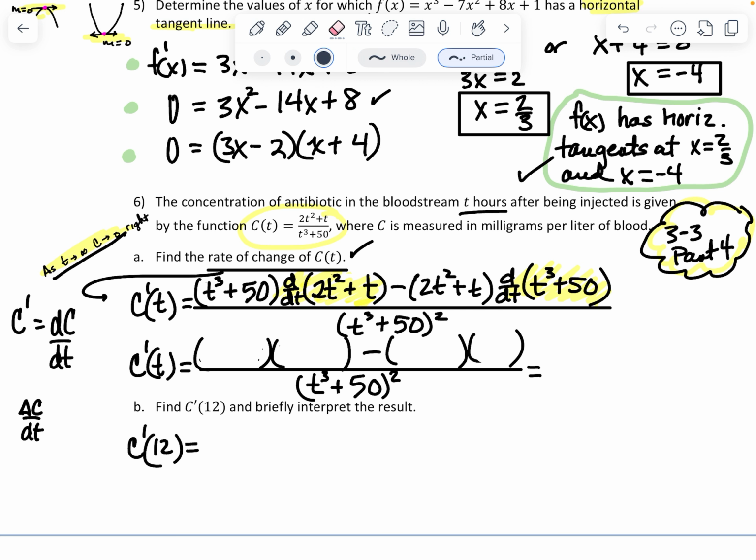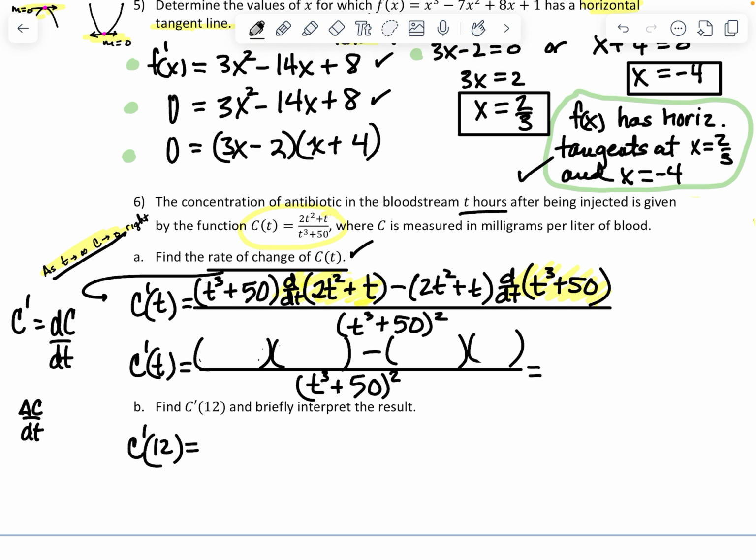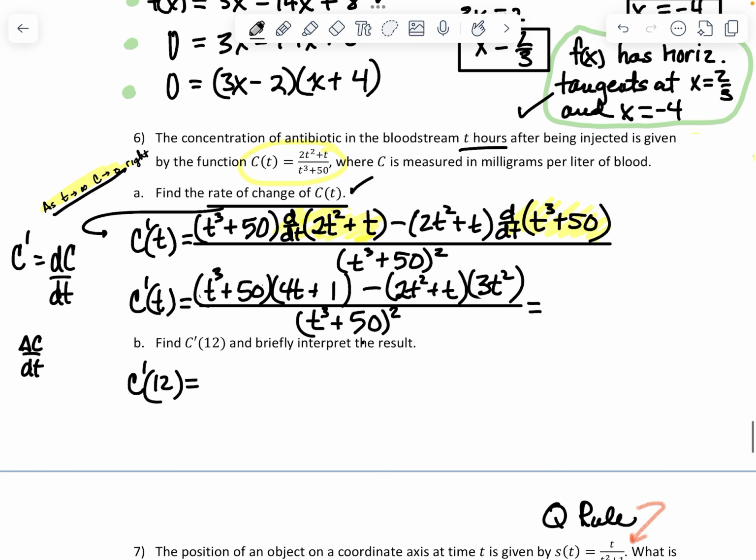So when we are doing the quotient, I'm going to erase this stuff here. When we're doing the quotient rule, we're going to say t cubed plus 50. So we're going to say low d high. So it's going to be 4t plus 1 less high 2t squared plus t. And d low would be 3t squared all over t cubed plus 50 squared. Now, we're going to try to find C prime of 12, and we could go in and we could simplify this.